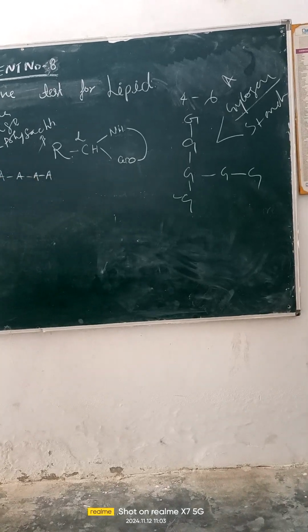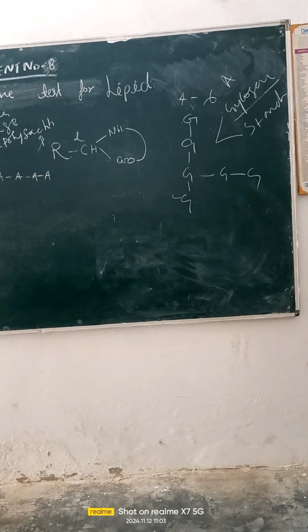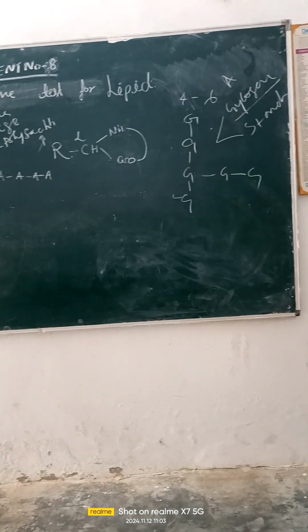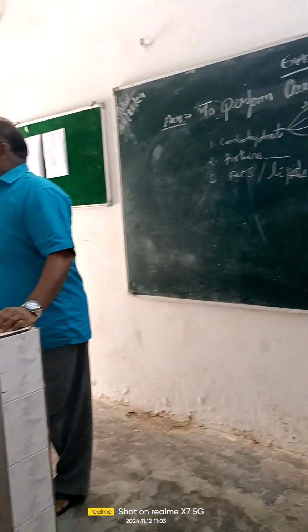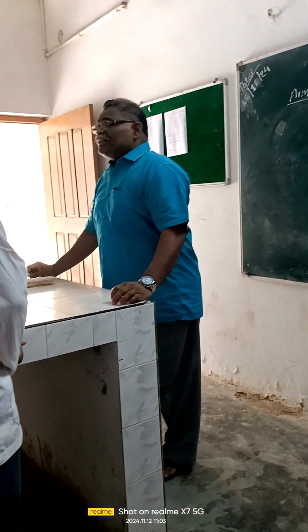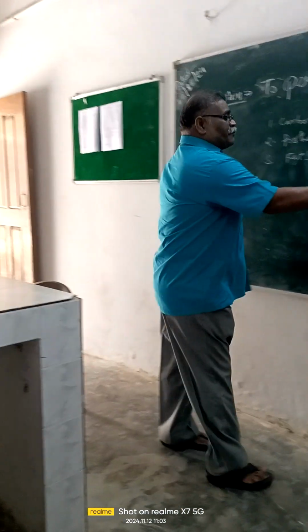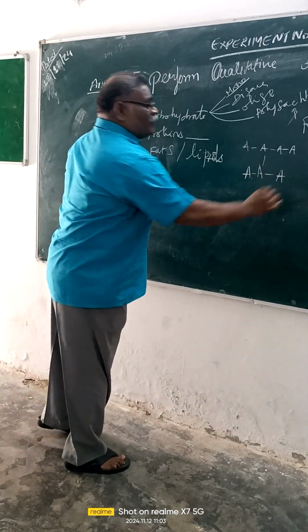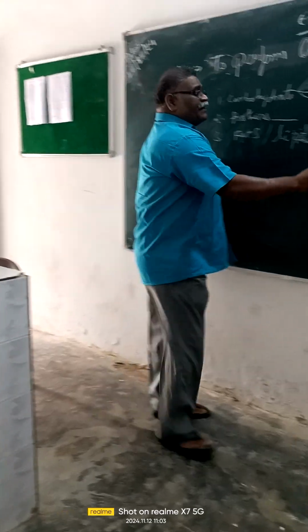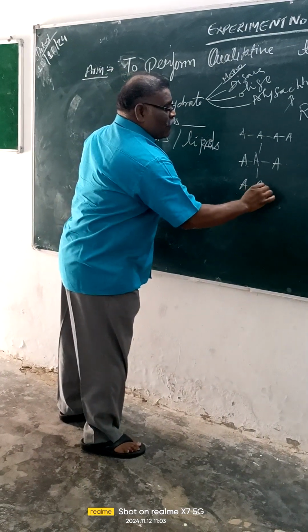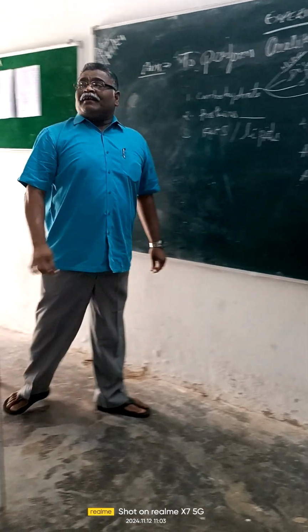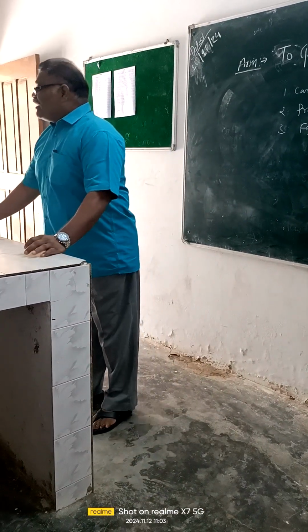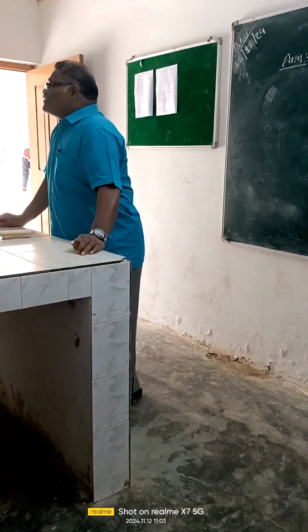So, when several amino acids are attached, they are called a peptide, through peptide bonds. When a peptide is connected with another peptide, it will form a dipeptide. When the dipeptide is connected with another larger peptide molecule, it will create a polypeptide. The polypeptide is nothing but a protein.